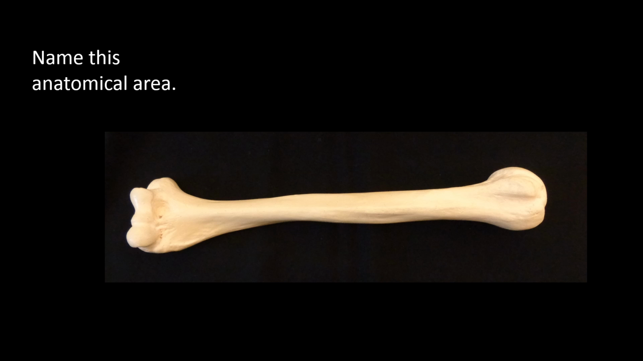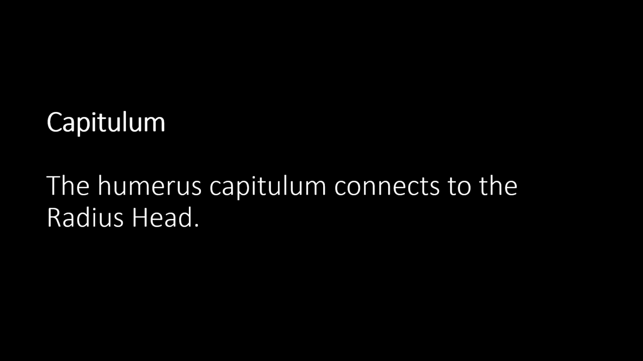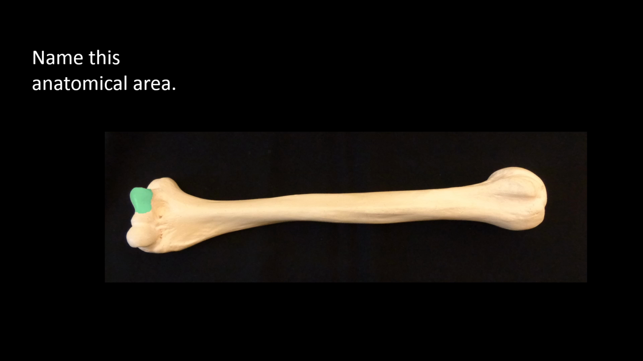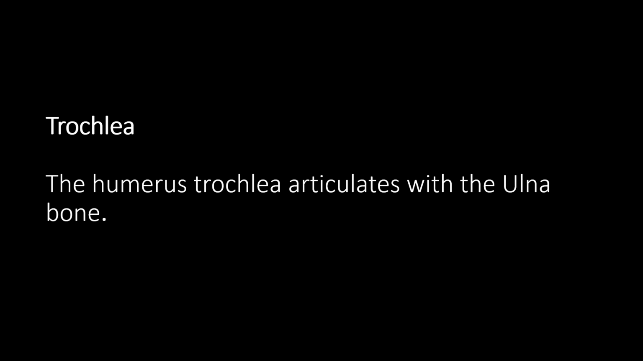Name this anatomical area. Capitulum. The humerus capitulum connects to the radius head. Name this anatomical area. Trochlea. The humerus trochlea articulates with the ulna bone.